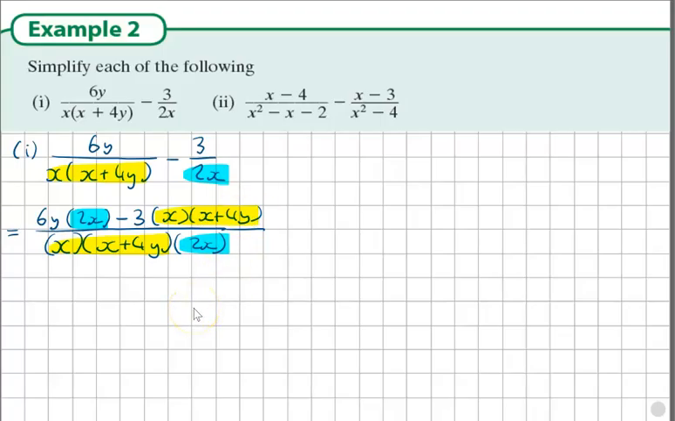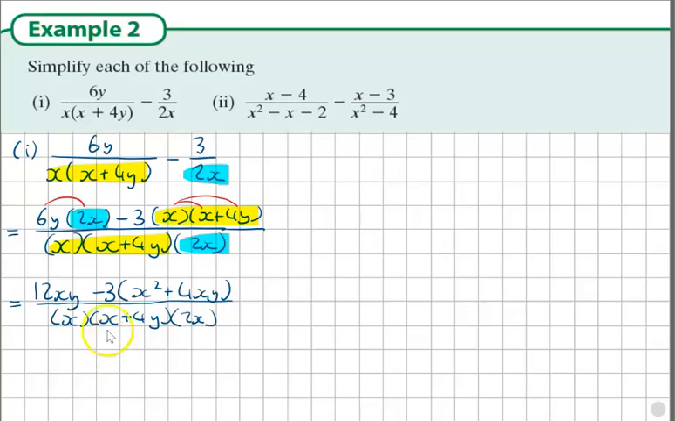So next we multiply out our numerator. So 6y times 2x is 12xy. And minus 3 by x. Well, what I'm going to do is just multiply out inside the brackets first. So I'll bring down the minus 3 and an empty set of brackets. And then x times x is x squared, and x times 4y is plus 4xy. And that's all over the common denominator. So I'm just writing that down exactly as it is above.